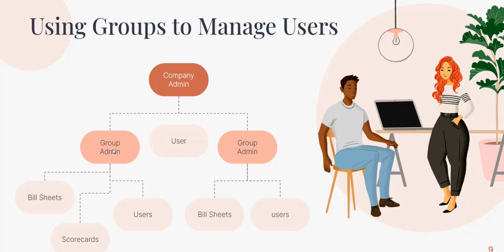So a group is going to have permissions to a set of things. So you'll create a group and you'll add bill sheets to that group and scorecards to that group. And then any user you add to that group will have permission to the bill sheets and the scorecards and the whatnot that you have added to that group.